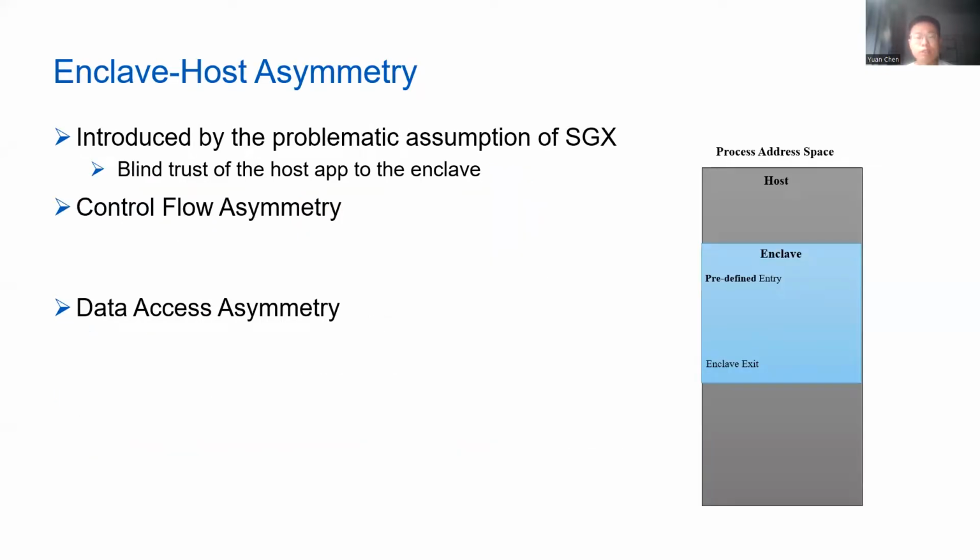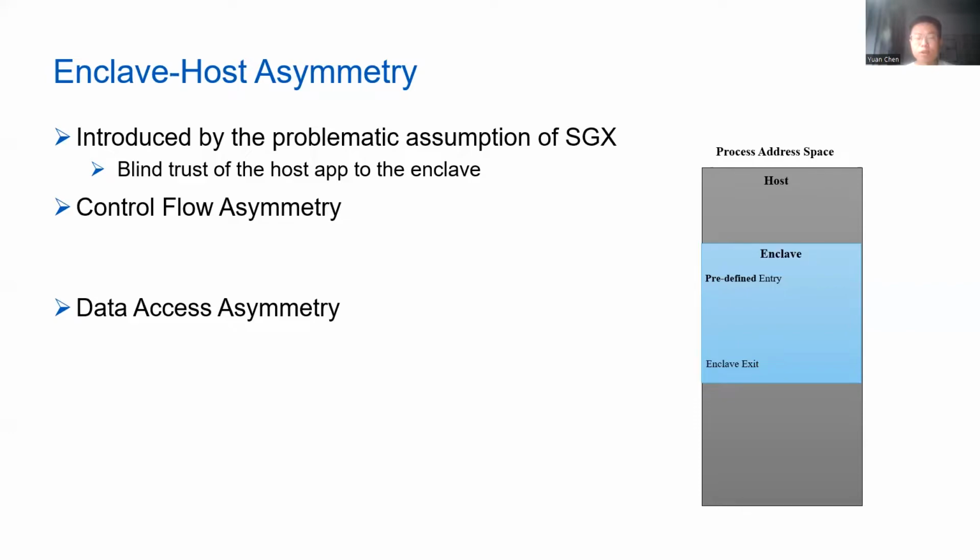Then, we found that the problematic assumption of SGX introduces the Enclave-Host Asymmetry issue. The Enclave-Host Asymmetry issue consists of two components, the control flow asymmetry and the data access asymmetry.